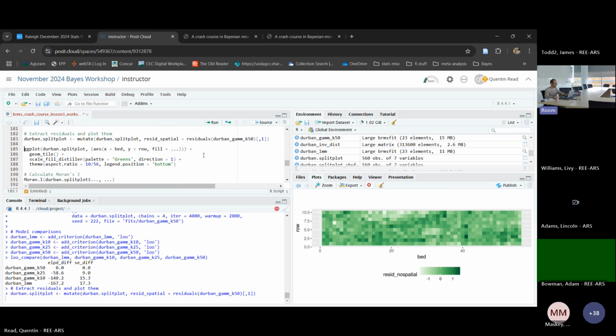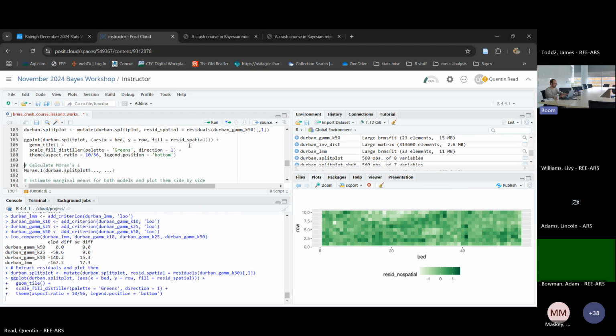And then we're going to plot those residuals. We call it resid underscore spatial, the name of the new column. So look, the plot that's still up here is the residuals of the model that ignored space. What did the residuals look like once we've added the spatial term to the model? They look nice and random.